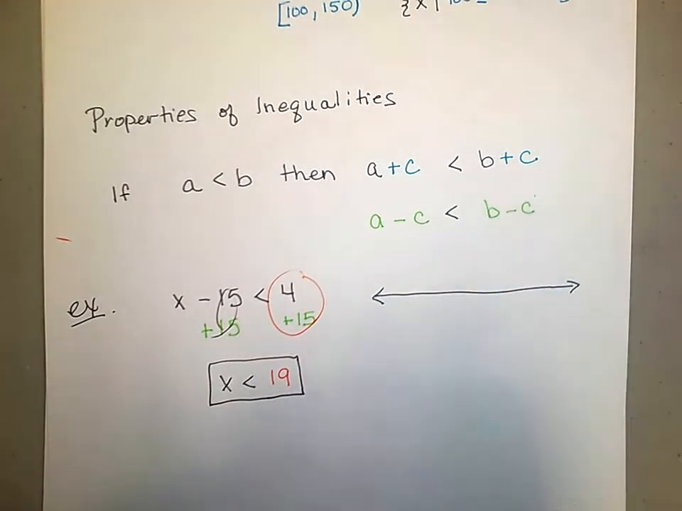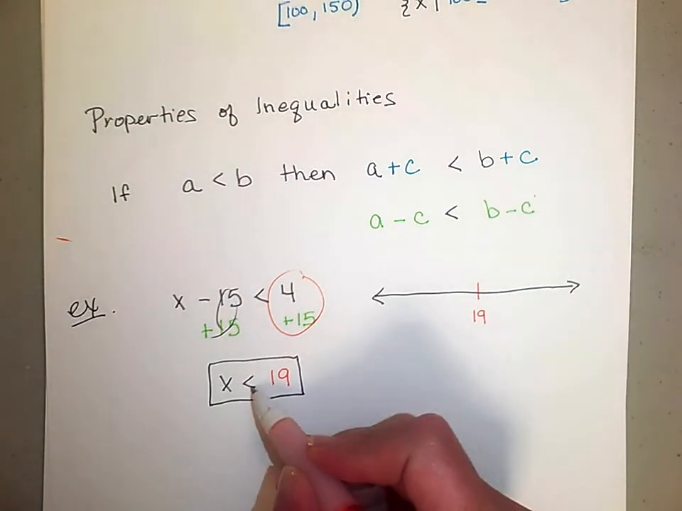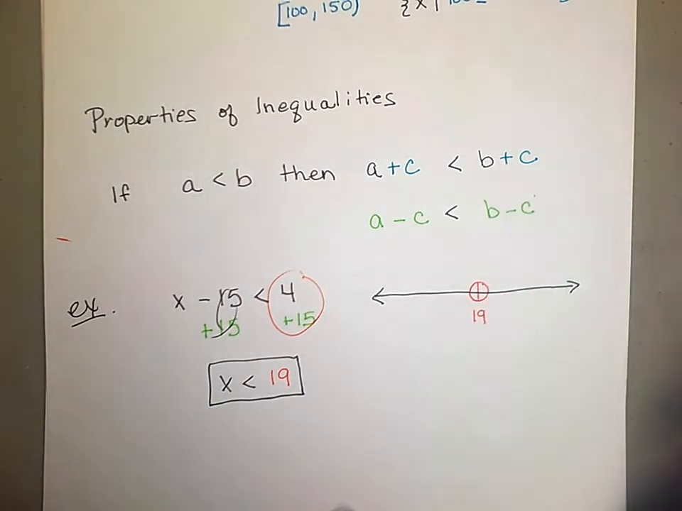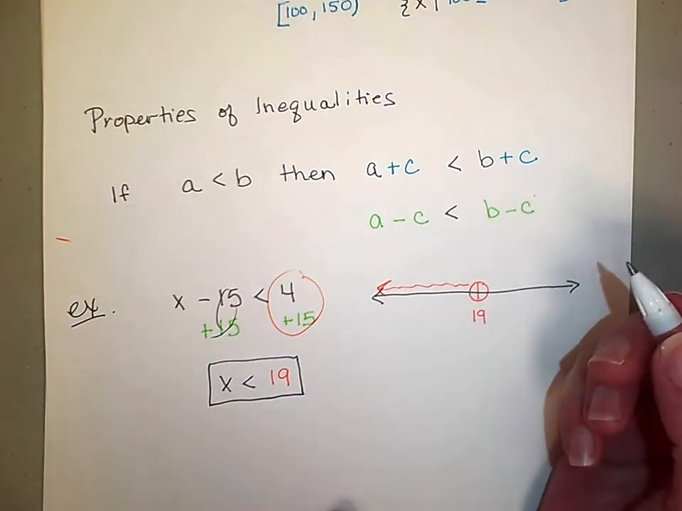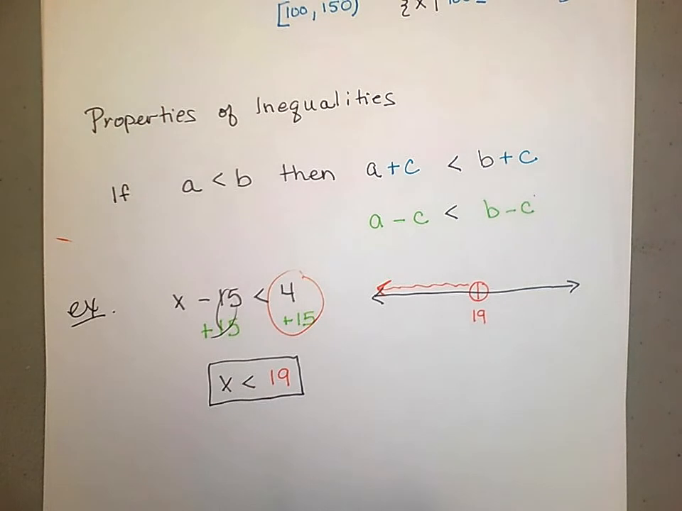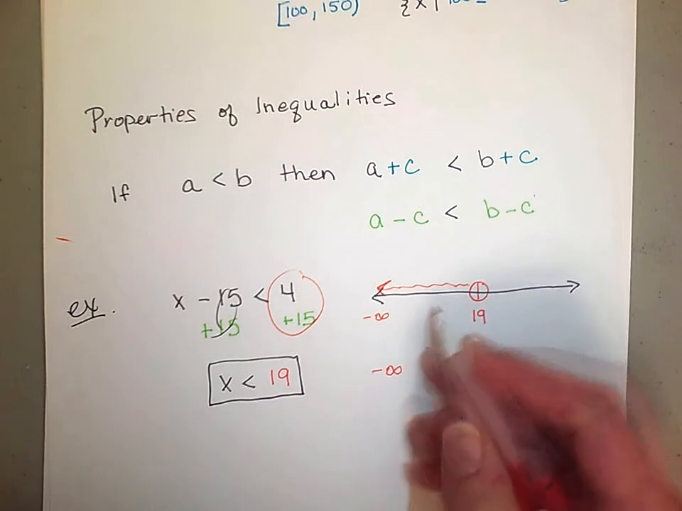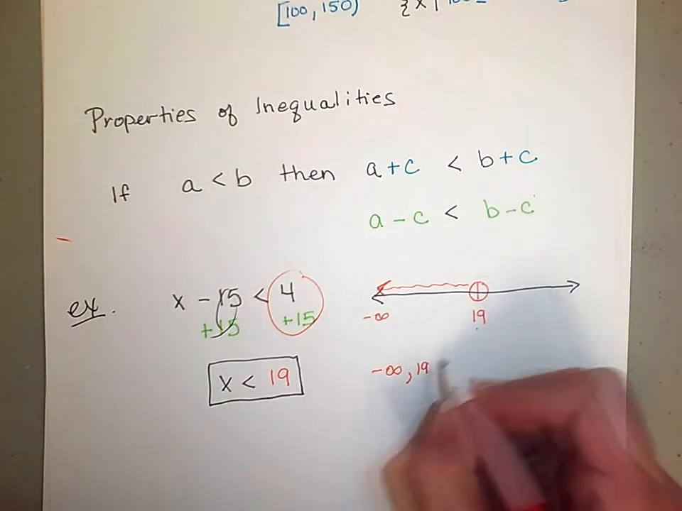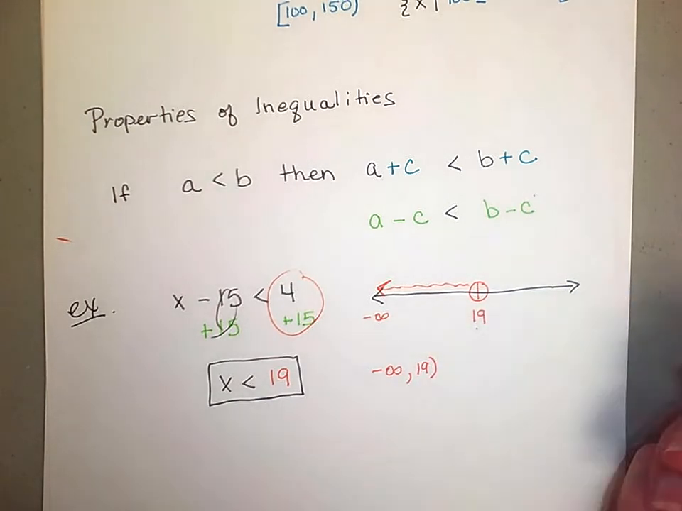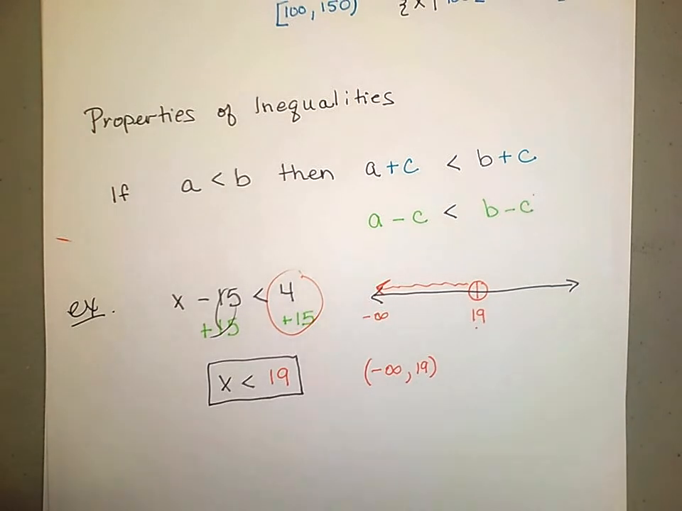On the number line, then it would look like this, 19. Okay. X needs to be less than that, but not including it, so it's an open circle, and then this is less than. Okay. In interval notation, remember this is negative infinity, so the lowest number we can have in this set is negative infinity. Then the highest is 19. Okay. 19 is not included, so it gets a parenthesis. Infinities are never included. And so this is how you would answer that in interval notation.